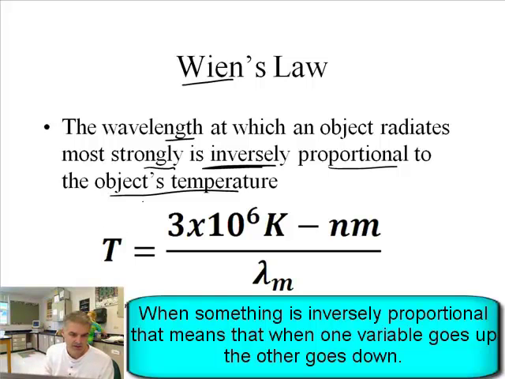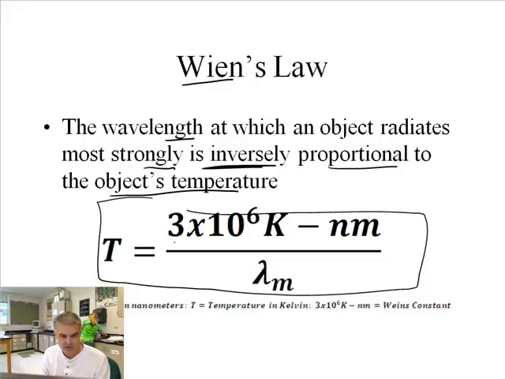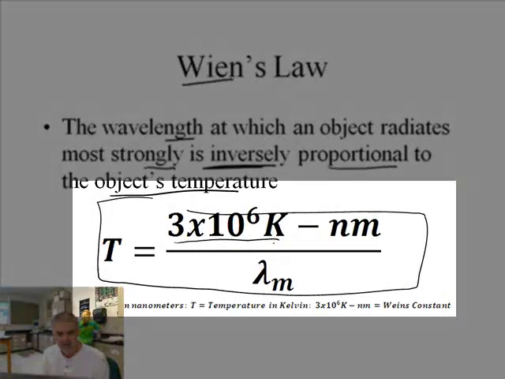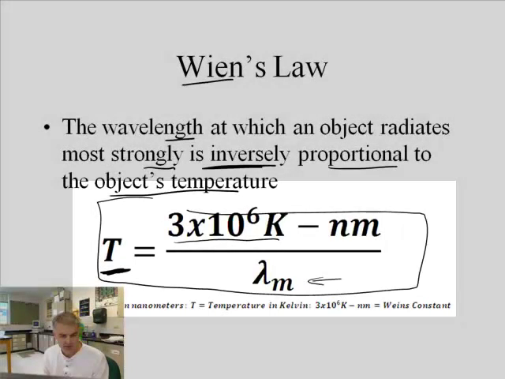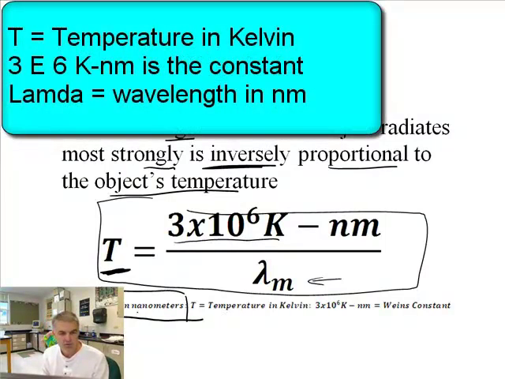But we can also look at it as an equation, where the temperature is equal to this constant, 3 times 10 to the 6th, and that's Kelvin nanometers, divided by the maximum wavelength. So if you know what your maximum wavelength is, you can determine the temperature. So this lambda m, remember lambda is the symbol for wavelength, that's the wavelength in nanometers, and the temperature in Kelvin, and this is what's called Wien's constant.